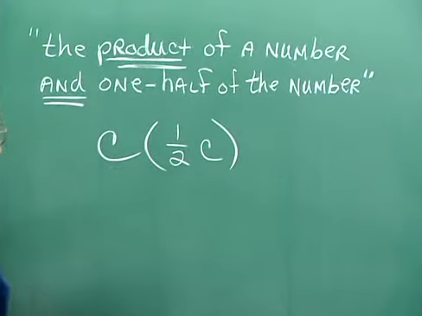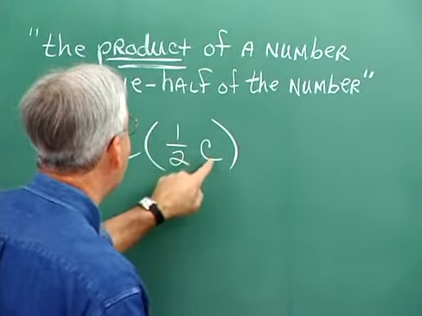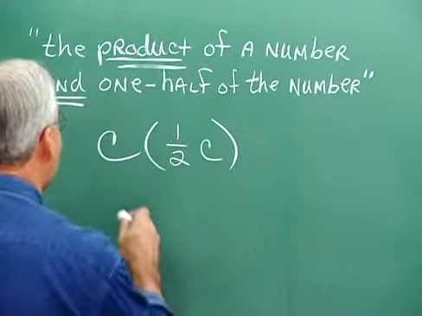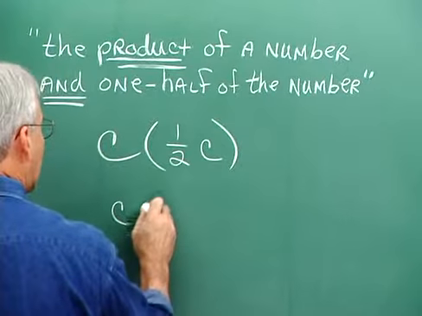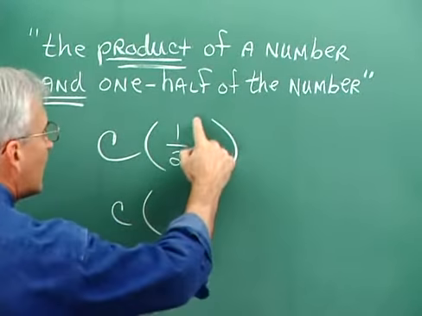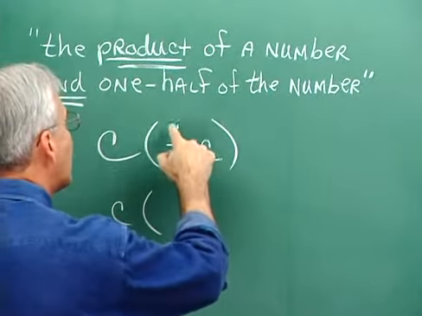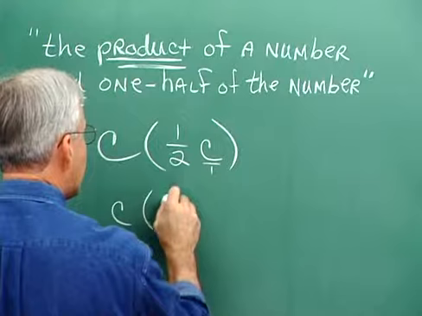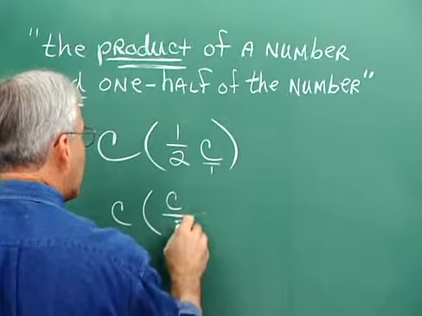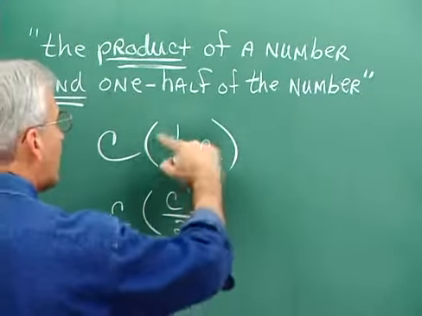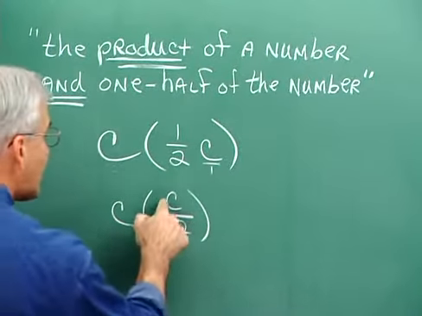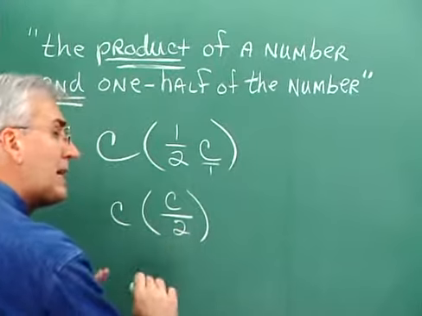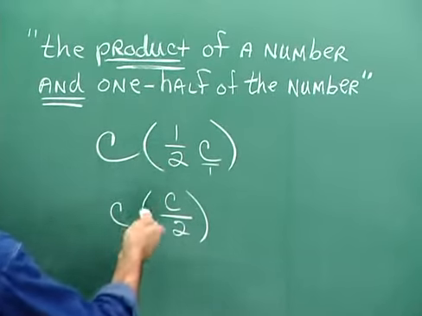Now there is another way, by the way, to show 1/2 of the number. This is 1/2 of the number, but I could show it like this. Now, think of just a simple manipulation of 1/2 times c. Think of c as being c over 1. 1 times c is c. 2 times 1 is 2. So 1/2 times c written like this means the same thing as c divided by 2. You see, multiplying by 1/2 or dividing by 2 mean exactly the same thing. So we can represent it either way.